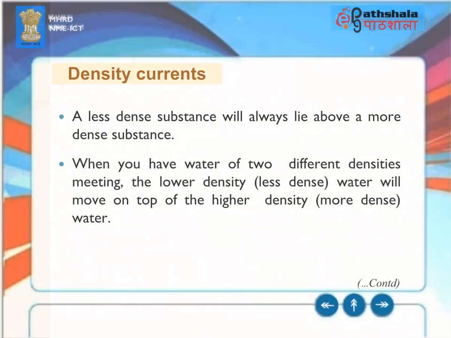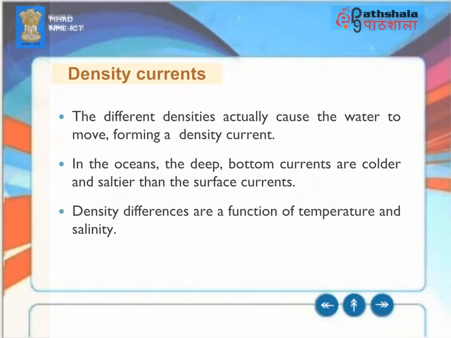Density currents. A less dense substance will always lie above a more dense substance. When you have water of two different densities meeting, the lower density, less dense water will move on top of the higher density, more dense water. The different densities actually cause the water to move, forming a density current. In the oceans, the deep bottom currents are colder and saltier than the surface currents. Density differences are a function of temperature and salinity.